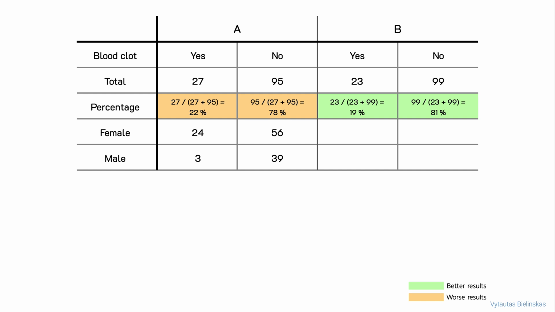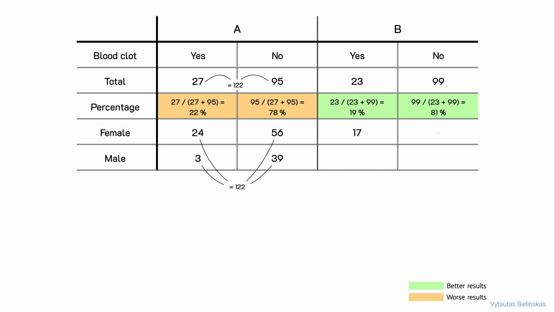Let's double check the volume. 24 females plus 3 males equal 27 in total who got a blood clot. And 39 males plus 56 females equal 95 in total who did not get a blood clot. Additionally, to be sure that everything is fine, let's check the sums in total and gender-based rows. The sum of patients by total and by gender must be the same, and it's equal to 122. Let's do the same checking for drug B.